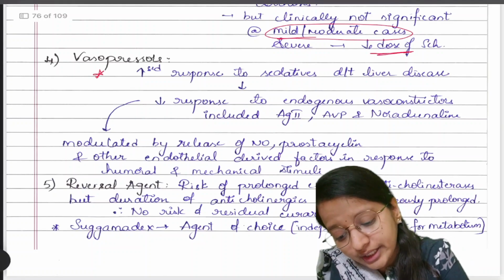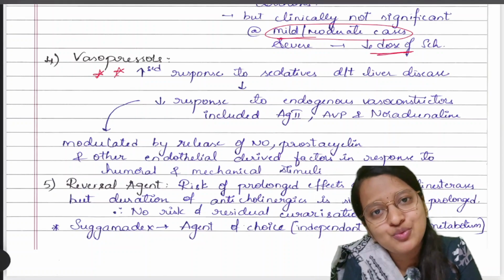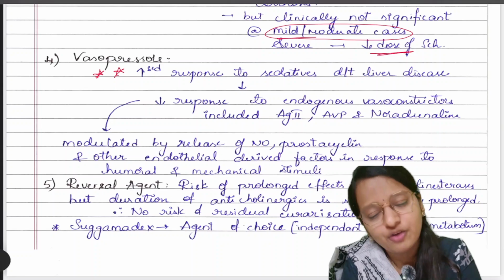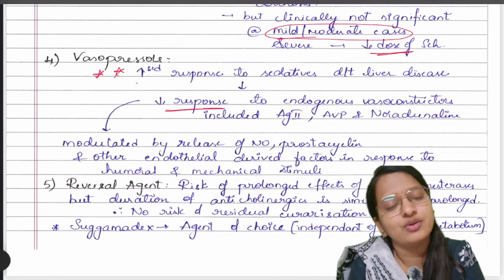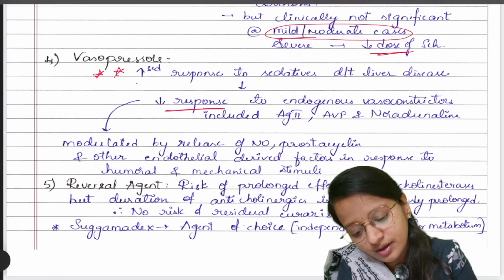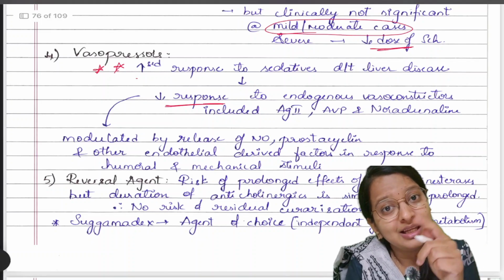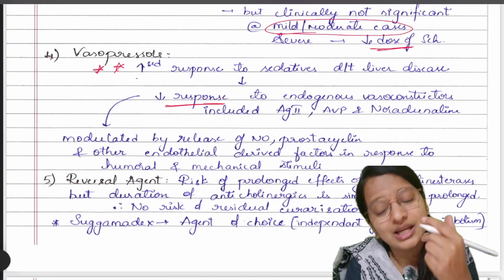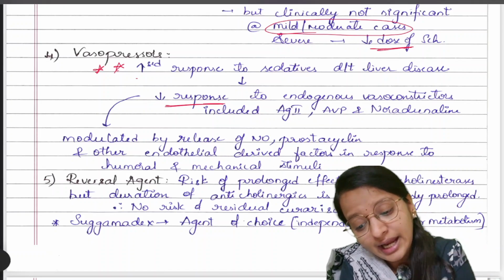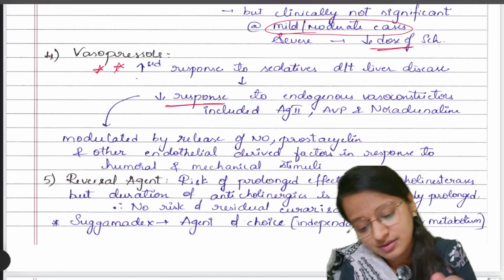This is important. If we have to use vasopressors in the middle of the surgery, there will be decreased response. Okay. So we have already seen in liver disease there is decreased response to sympathetic stimulation and also decreased response to vasopressors and increased response to sedatives. Okay.